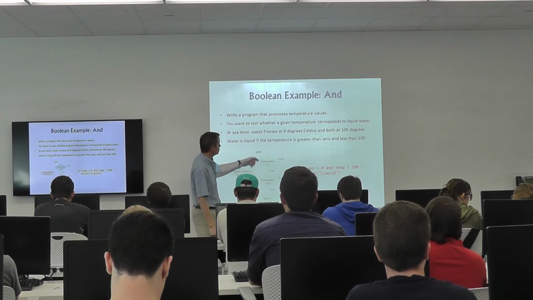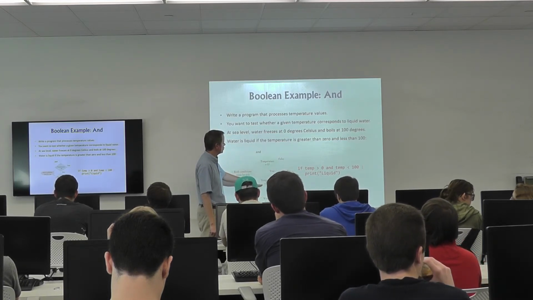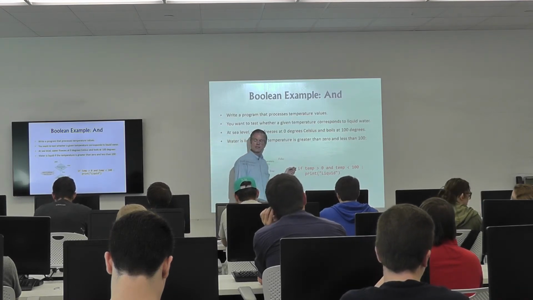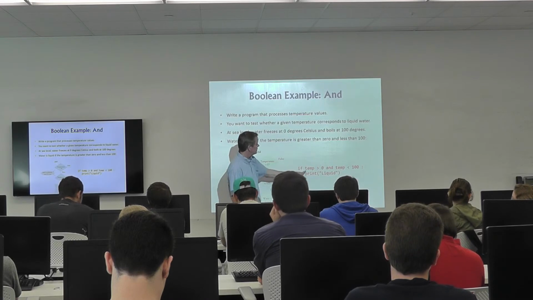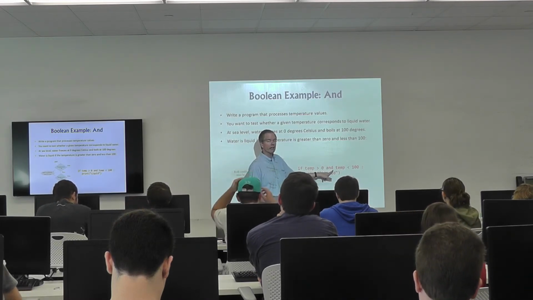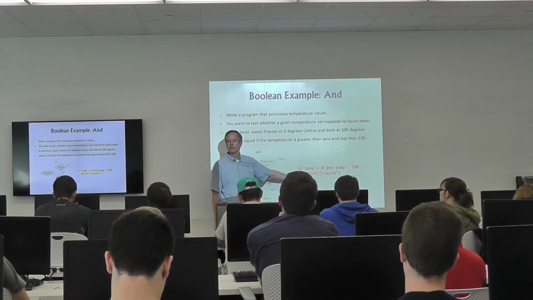Alright, so here we got a little flow chart. Temperature greater than 0, true. Temperature less than 100, true. Then the water is a liquid. Okay, cool. Shall we take a look at what that is in Python? If temp is greater than 0 and temp is less than 100, then print liquid.